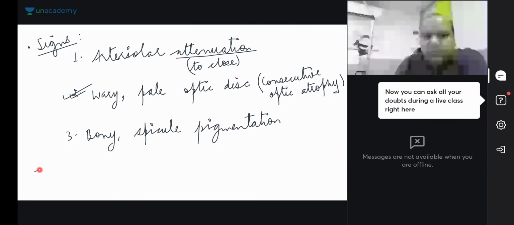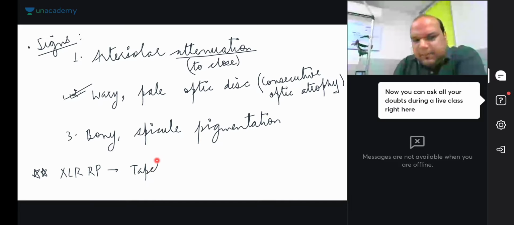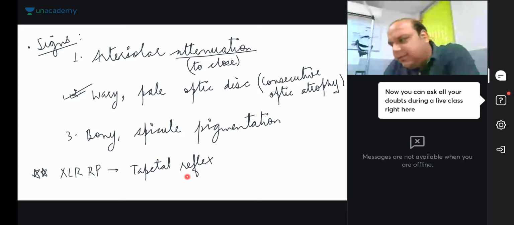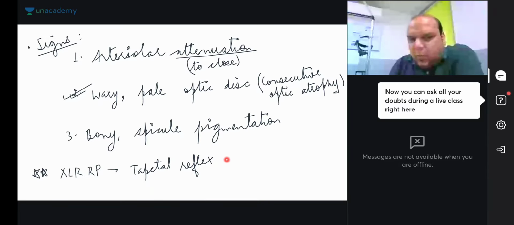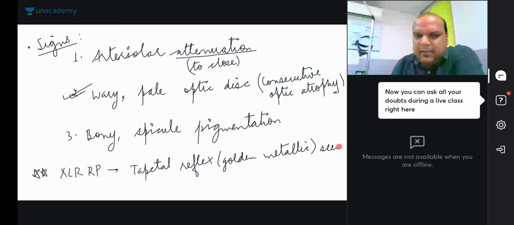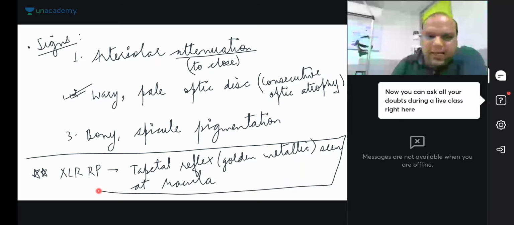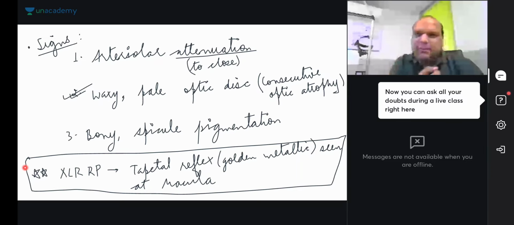Now, once we are over with the signs, let me tell you one more sign actually. I'll put a star here and write: in X-linked recessive retinitis pigmentosa, tapetal reflex. Tapetal reflex is a golden metallic reflex seen at the macula. So this sign is specific to the X-linked recessive type of retinitis pigmentosa. When you examine the macula, it shines with a golden kind of metallic sheen. And that is specific to this condition. Am I clear, everybody? Just remember this also.